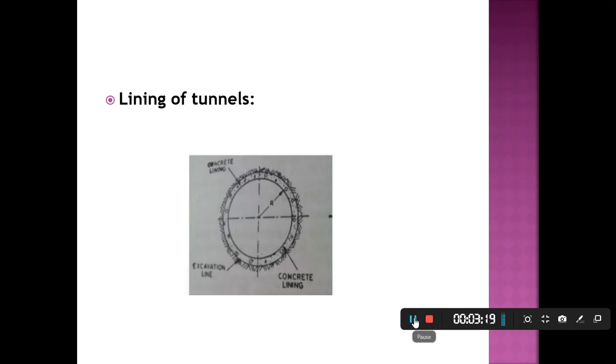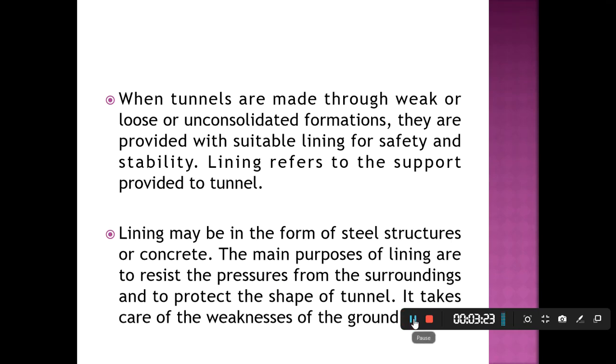This is the lining of tunnel for safety measures. When tunnels are made through weak or loose or unconsolidated formations, they are provided with a suitable lining for safety and stability. Lining refers to the support provided to the tunnel. Lining may be in the form of steel structures or concrete. The main purposes of lining are to resist the pressures from the surroundings and to protect the shape of the tunnel. It takes care of weakness of the ground.